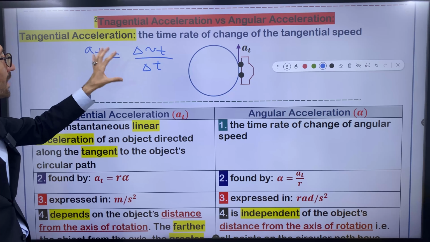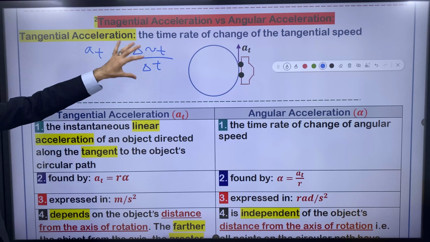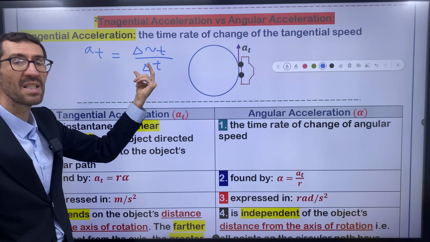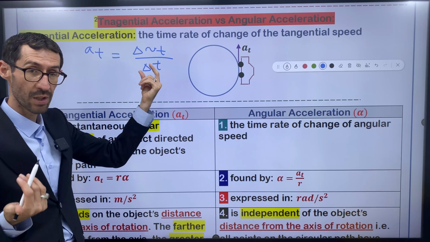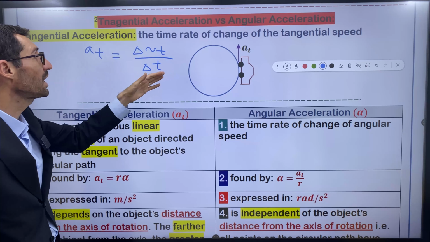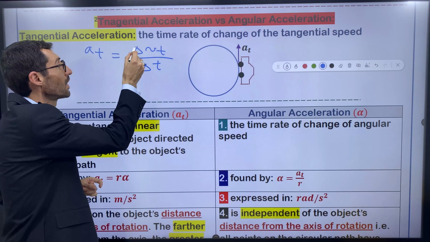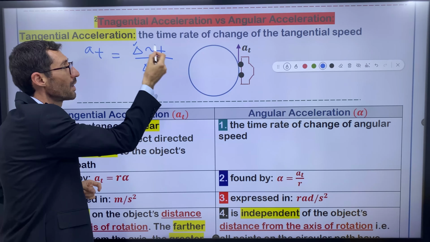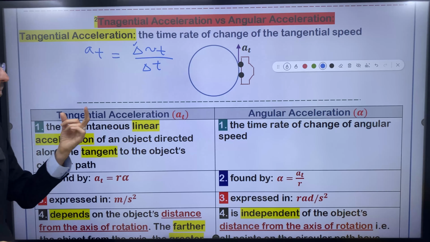Let's read it. This definition takes out from this rule: a time rate means divided by time. The phenomenon has taken place during a time interval. That's why we say the time rate of change. Delta means change. The time rate of change of tangential velocity is called tangential acceleration.